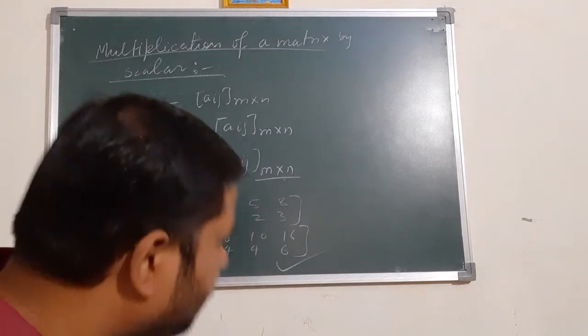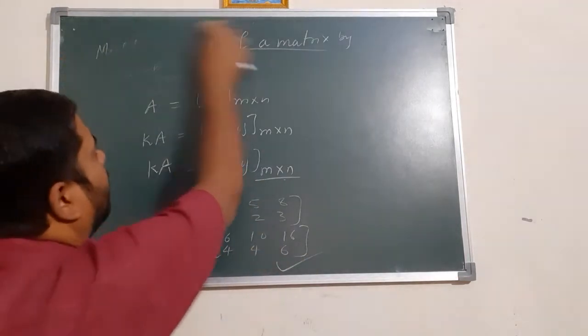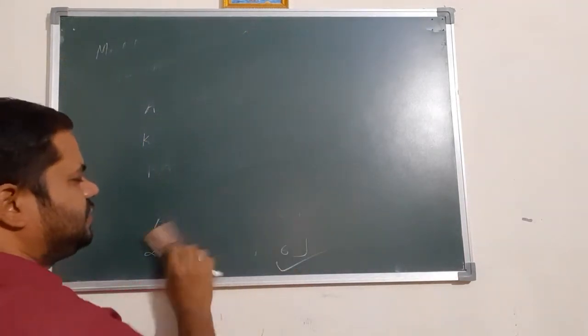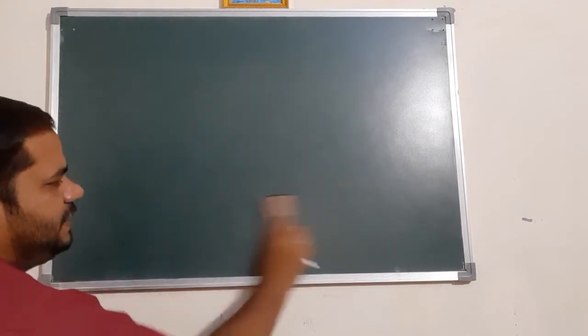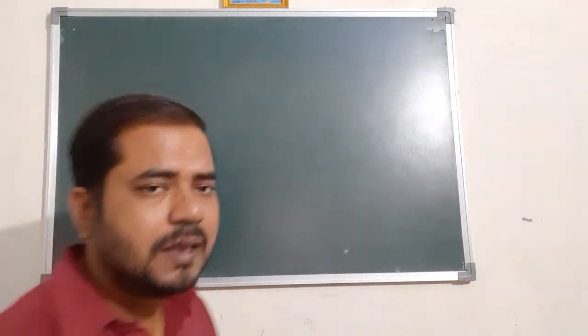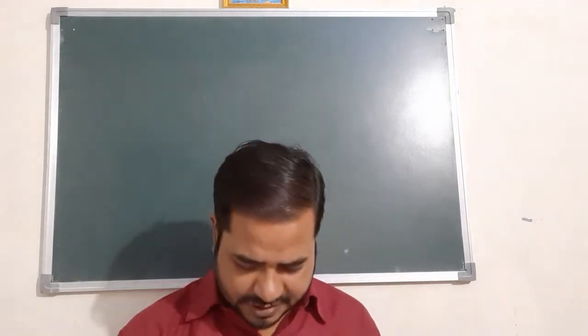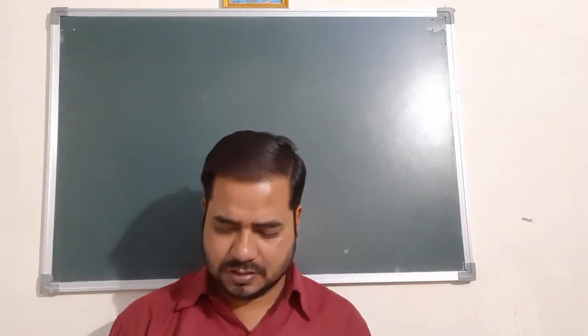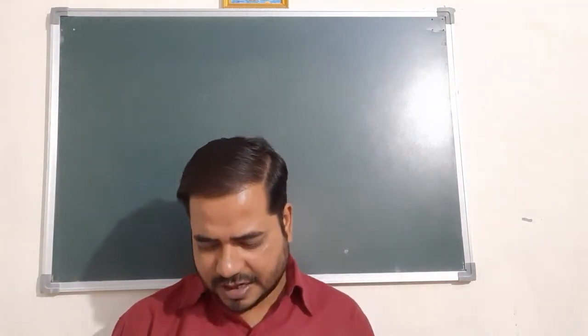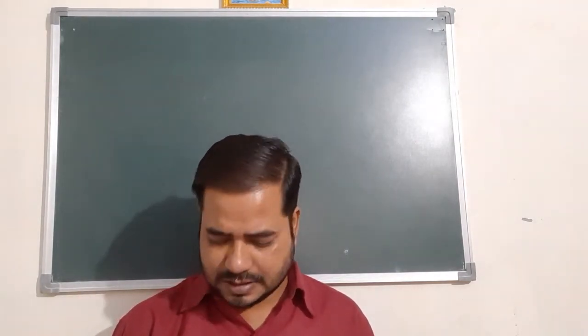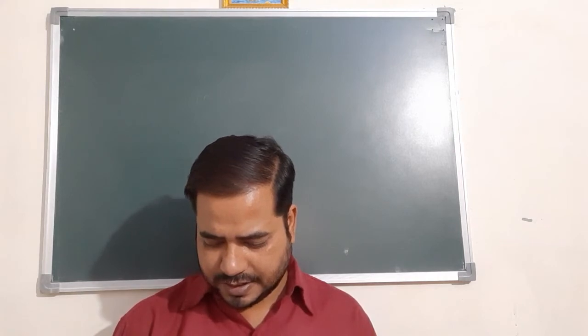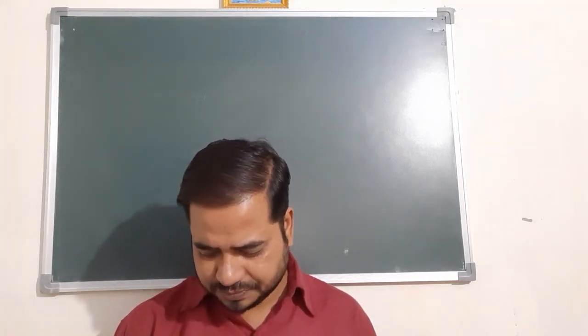So the next one is properties of addition of matrices. As you know, since corresponding elements are added, addition of matrices always holds the commutative law, the associative law, as well as existence of identity, that is, the zero matrix is the identity matrix, and existence of inverse also.